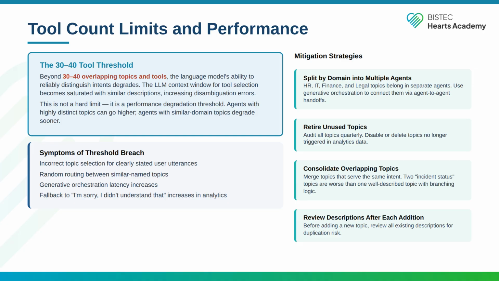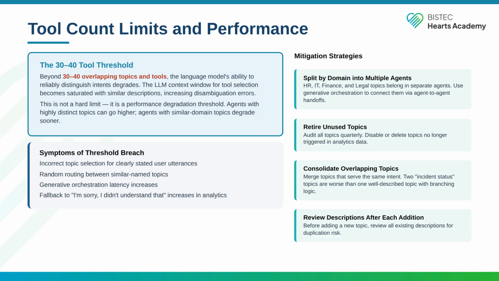Timing, 10 minutes. Facilitation tip. Ask the room how many topics their primary production agent has. The number is often surprising to the person who manages it. If someone has more than 30, work through the mitigation strategies with their specific case.